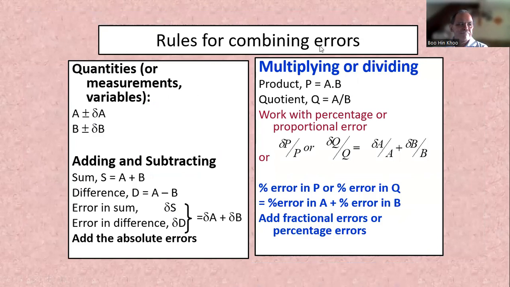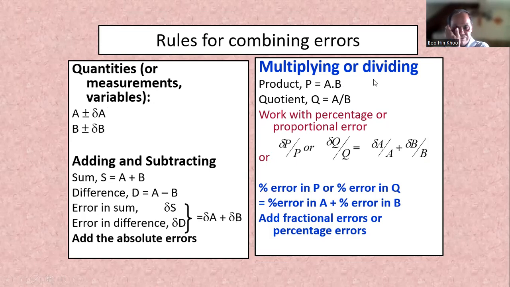random errors. Right? You have quantity A with its uncertainty, quantity B with its uncertainty, sum or difference. Right? The error in sum or error in difference, the uncertainty in sum, uncertainty in difference, we just add the uncertainty, delta A plus delta B.